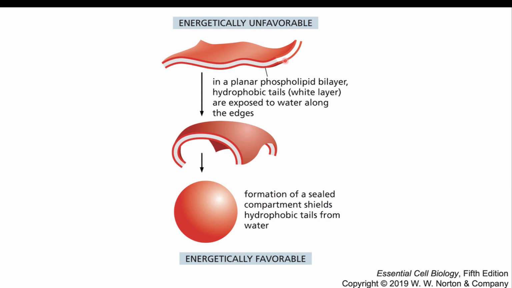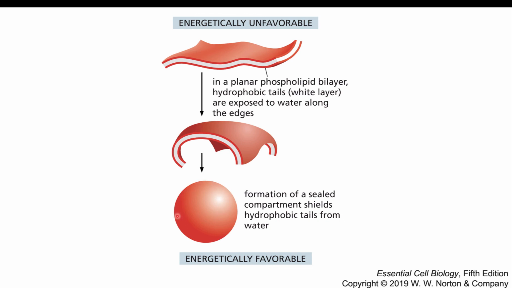In this image, they're showing you a phospholipid bilayer as a sheet. And the red is the hydrophilic heads and the white is the hydrophobic tails. If you have just a bilayer, you can see there are hydrophobic tails that are exposed. This exposure and this kind of energetically unfavorable condition can be overcome by sealing that sheet into a sphere. So this will happen actually spontaneously if you add phospholipids, a large enough number of them, to water.